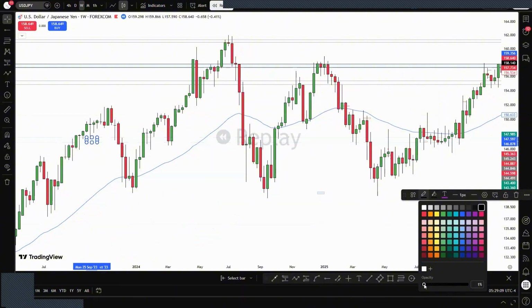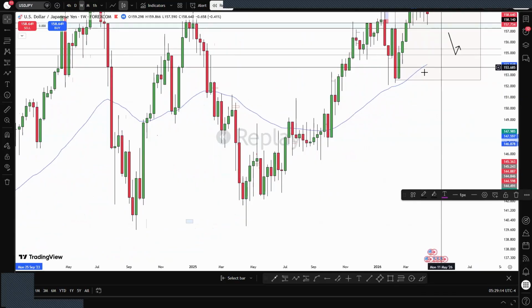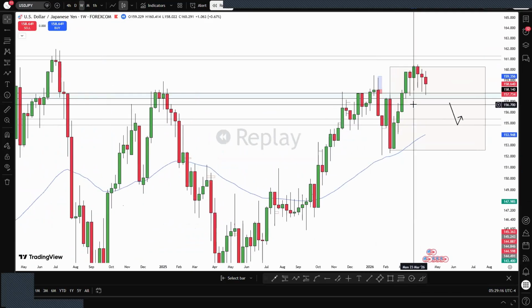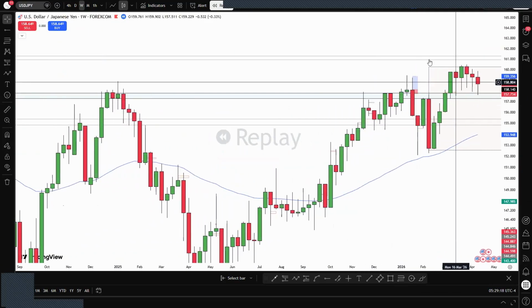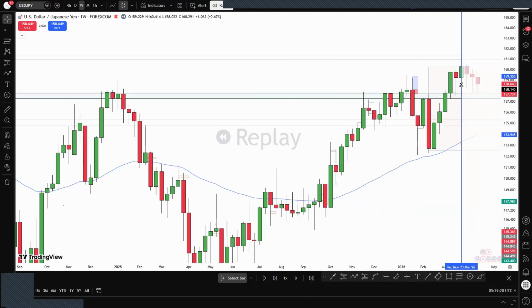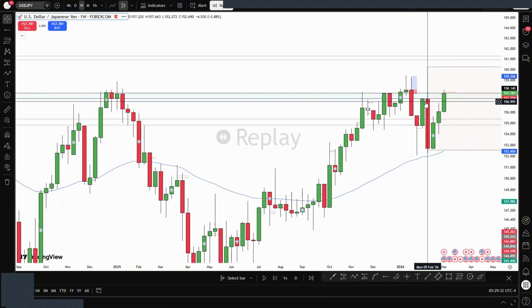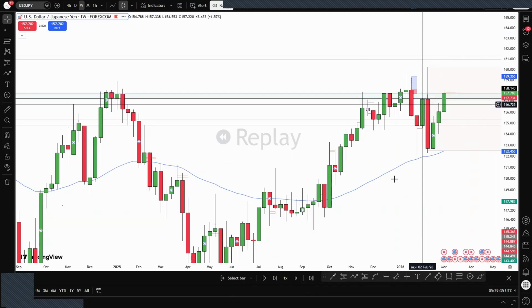Let's continue. So as I was saying, we are talking of the pullback, right? Okay. So look at how price moved at this level. In fact, let me replay all the way to this level. Okay. So price is now bullish, but let's just see.